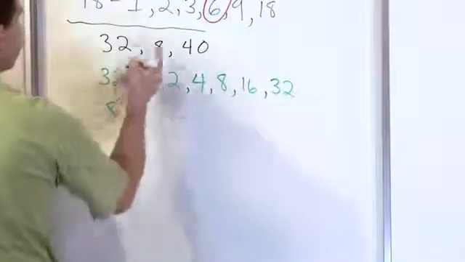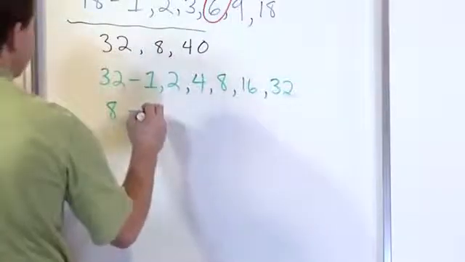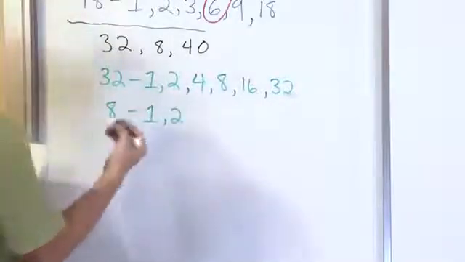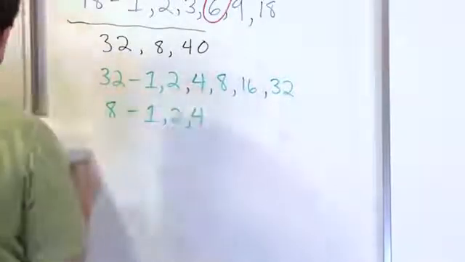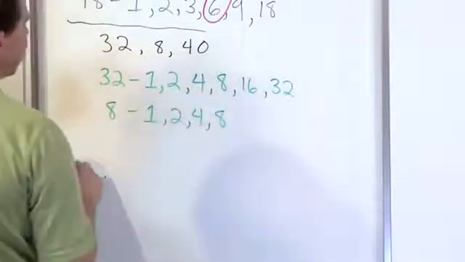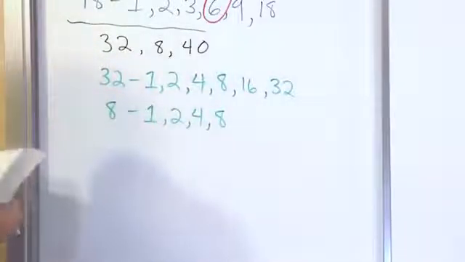Now, the second number is the number 8. Let's see if we can go a little more rapidly. 1 divides into 8. 2 divides into 8. 3 doesn't, but 4 does divide into 8. 5 doesn't, 6 doesn't, 7 doesn't, 8 does divide into 8. So those are all factors.